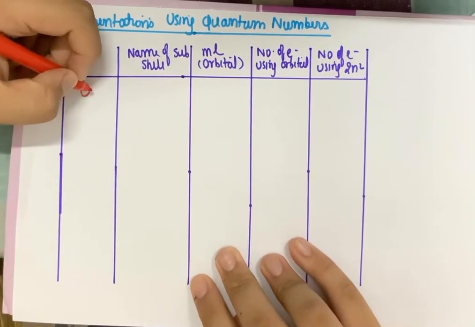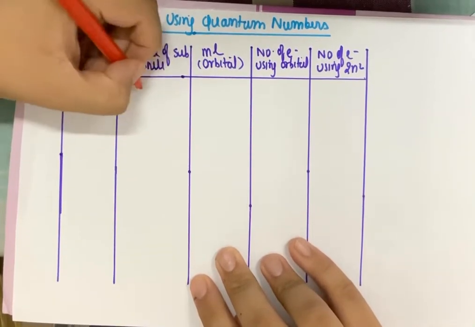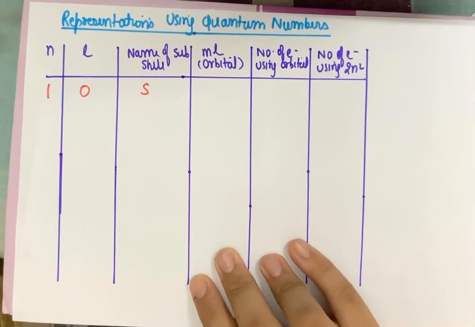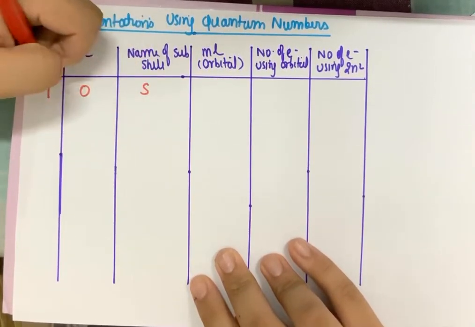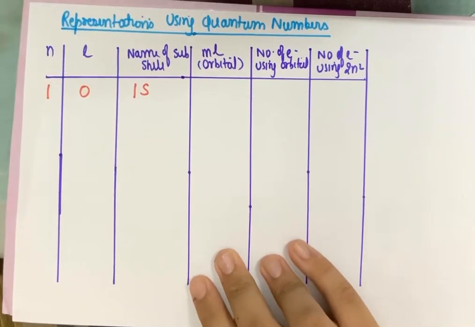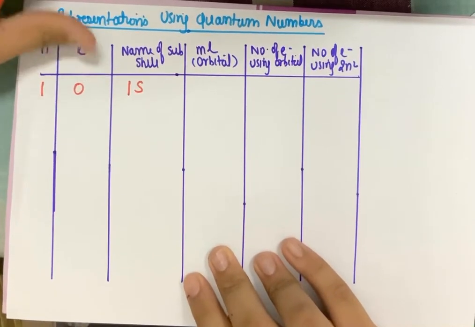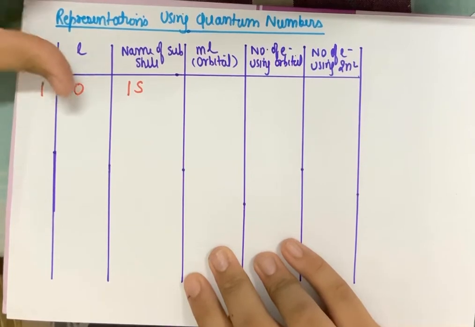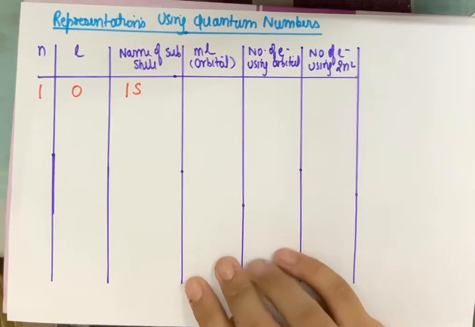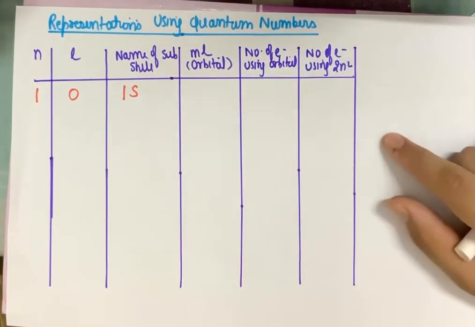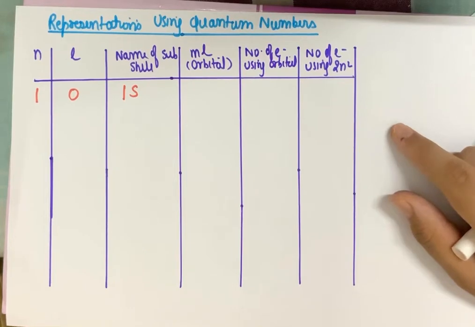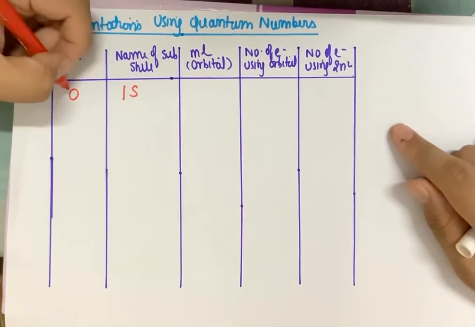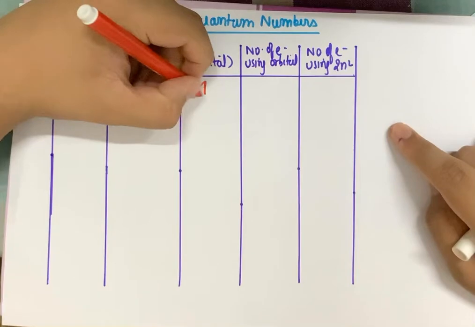Now if I have L is equal to 0, we know how to name the subshell. It is S subshell. When L is 0, the subshell is S. So what is the total name of the subshell? 1S. To name a subshell, we need the n value along with the L name. Now we have to calculate orbitals. Orbital means minus L to L, or I can use the formula 2L plus 1. 2L plus 1 will give 1 here, so I will have only one orbital.